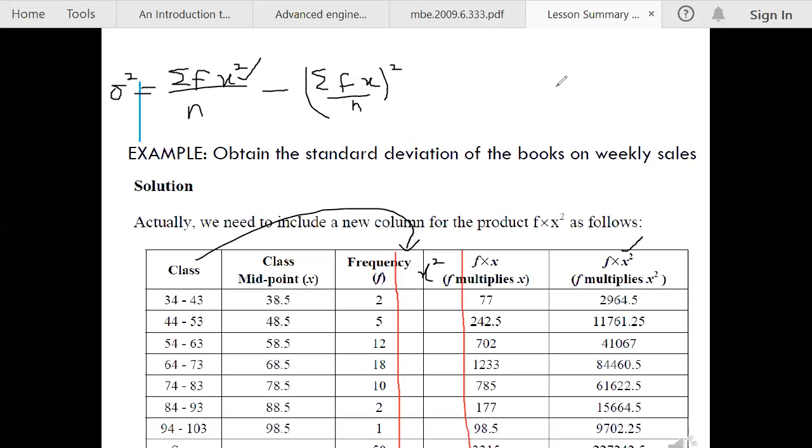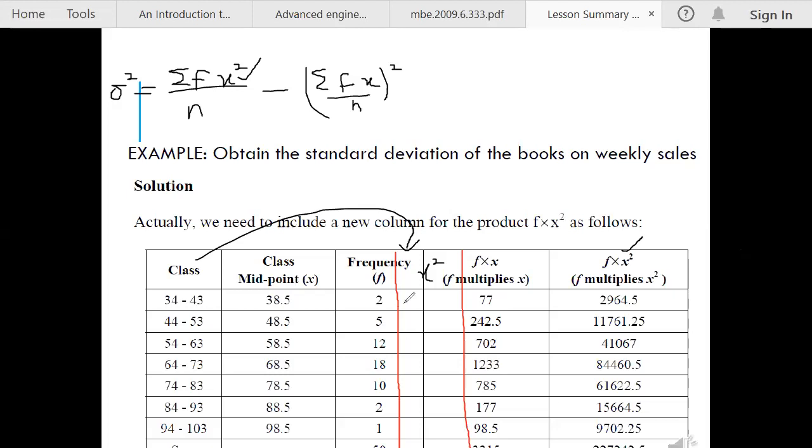38.5 squared. I'm unmuting Deborah. So Deborah, I've unmuted you. And I also have Ibrahim Najat. I've unmuted you. Abdullah, I've unmuted you.